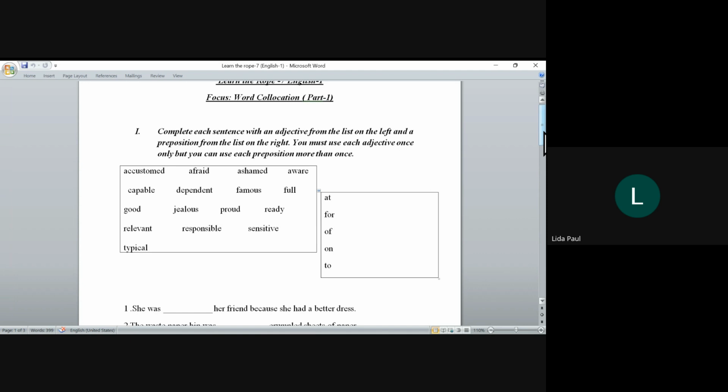So the first one for you, you have 2 boxes there on your screen. One set of boxes, which is on your left-hand side, has a bunch of words. They're all what? They're all adjectives, right? And towards your right hand side, you have another box, which is a smaller one, and those have prepositions, right? So we are going to look at a combination between these adjectives and prepositions. Now, again, this is a word plus word combination, but remember, this is a grammatical combination, right?